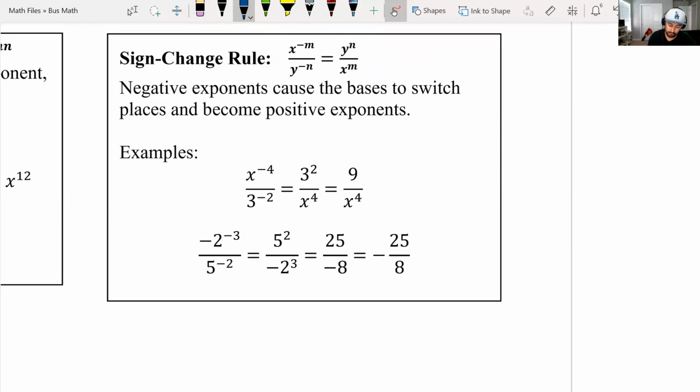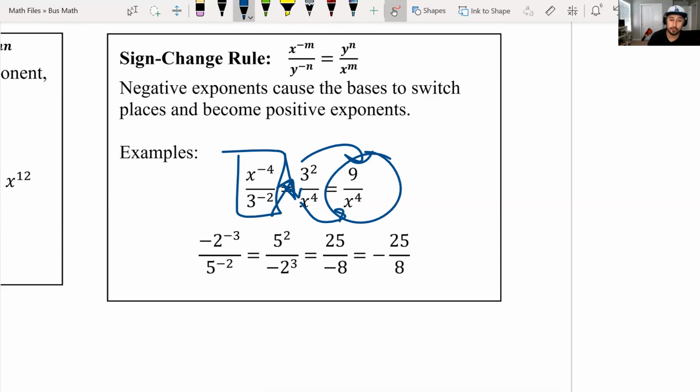Okay, so example one, x to the negative fourth over 3 to the negative 2. You will flip them over each other, and x to the negative fourth becomes x to the positive 4. 3 to the negative 2 becomes 3 squared. Simplify. 3 squared is 9. X to the 4th is x to the 4th. That's it.